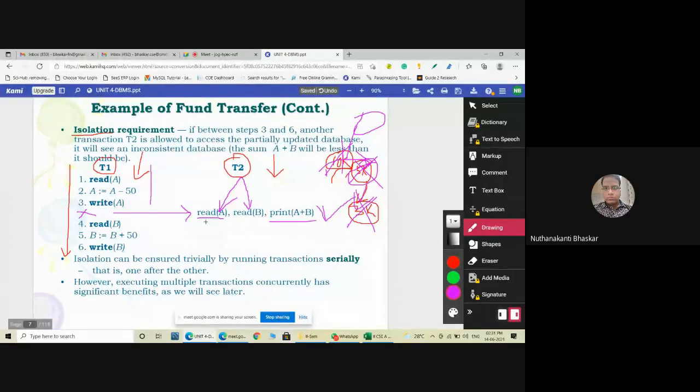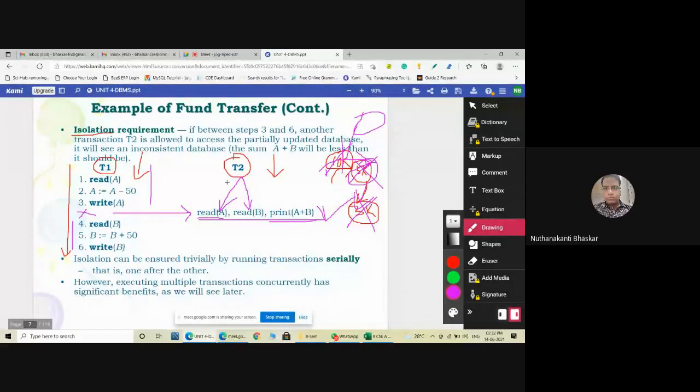Then after these operations by the T2 transaction, T1 starts again: read B. In the same period, T2 is not accessing B. Now B equals B plus 50, write B. So in this case T1 is not depending on T2. Is this clear? Yes, sir.